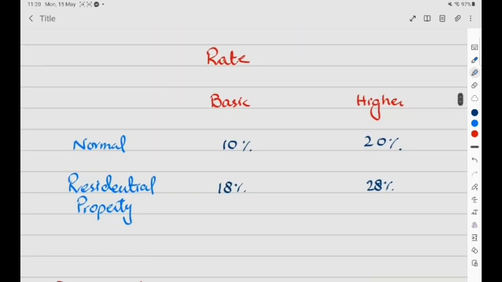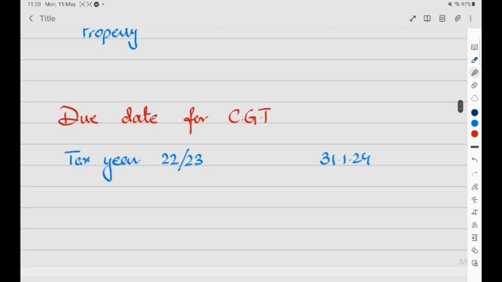Rates are given to you. The basic rate for normal properties is 10% and the higher rate is 20%. But if you have sold a residential property, the basic rate is 18% and the higher rate is 28%. The due date for CGT, for tax year 22-23, the date of payment of CGT is 31st January 24.